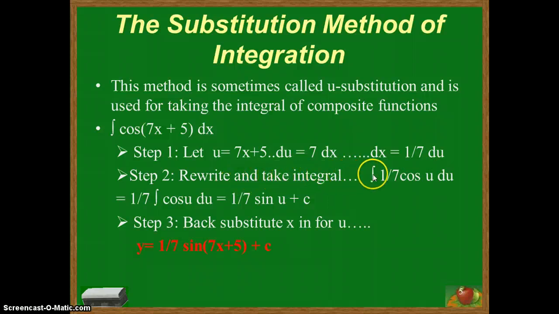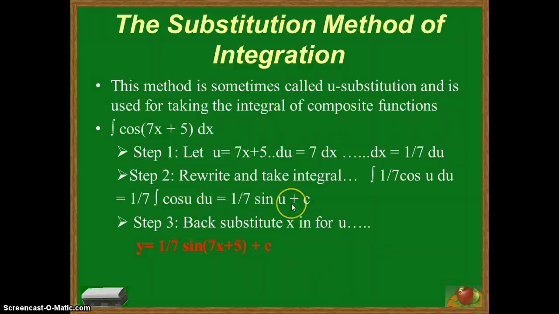So I would get the integral of 1/7 cosine u du. Notice the 1/7 du is what dx is, so I just replace dx with that, and the cosine I replace 7x plus 5 with u. Now I can easily take this integral, pull the 1/7 to the outside, that's our constant multiple rule, take the integral with respect to u of cosine of u, and that would be 1/7 sine of u plus c.